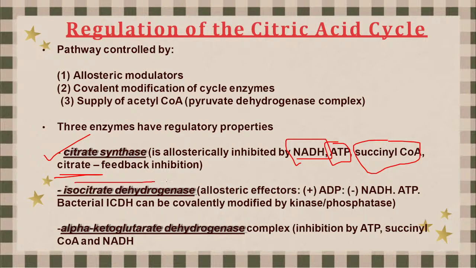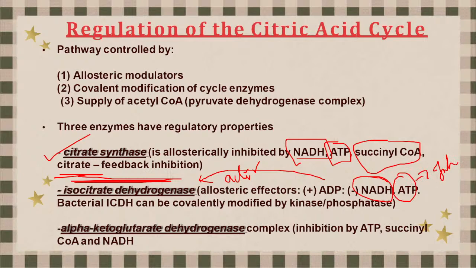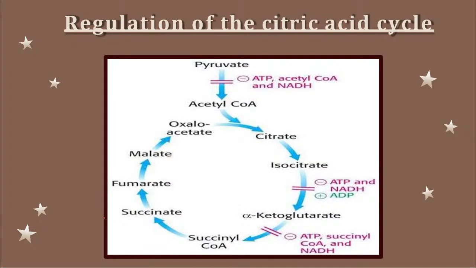Then isocitrate dehydrogenase enzyme. If there is a presence of ADP, it is activated. If there is a presence of NADH and ATP, they inhibit it. Don't confuse: ADP acts as the positive activator or stimulator; NADH and ATP act as inhibitors. Then the alpha ketoglutarate dehydrogenase, same. It is also inhibited by ATP, succinyl-CoA, NADH. Here there is nothing to explain. You have to remember them compulsorily, friends.